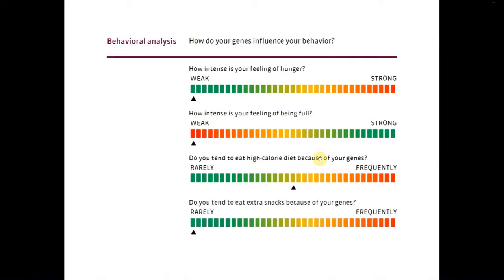Now what I find very interesting in genetics is what areas of our life our genes can control. It's not just blue eye color and high stature, but they also control our talents, our interests, our character, and also our behavior. And this here is part of how they control our behavior. First, the question is, how intense is your feeling of hunger?